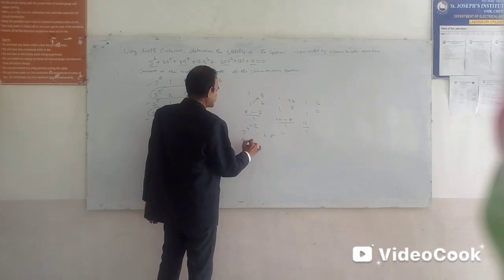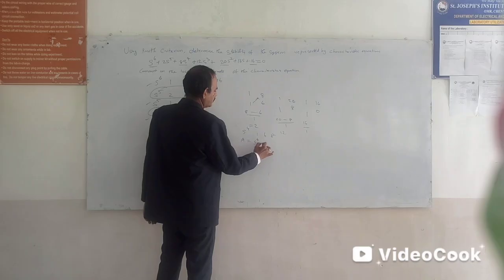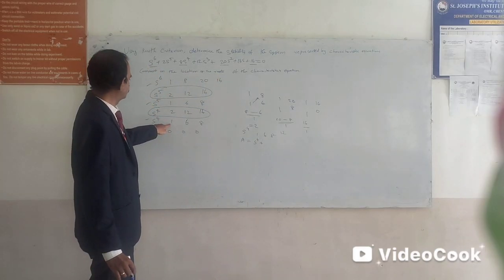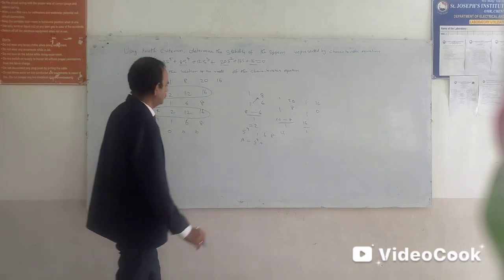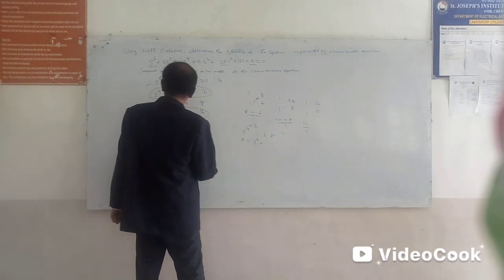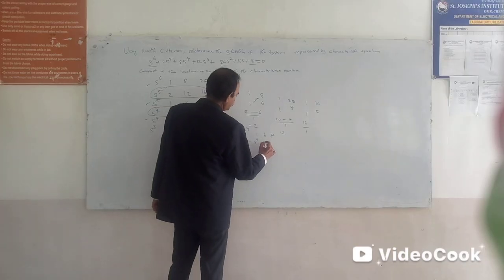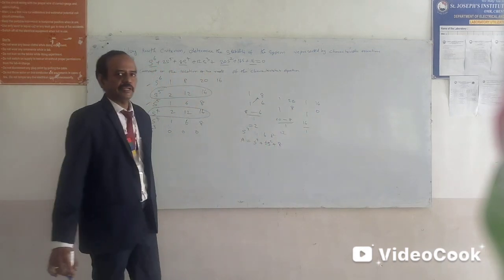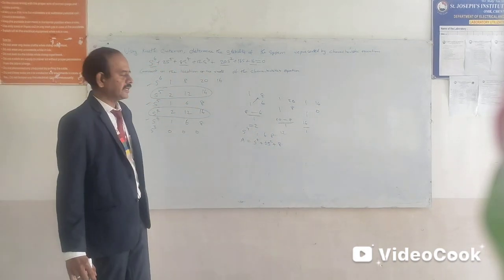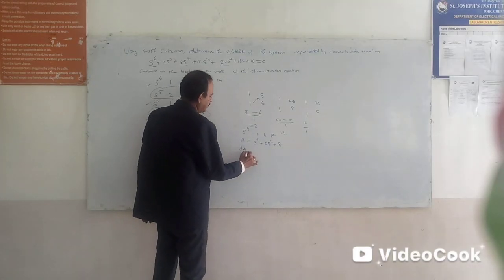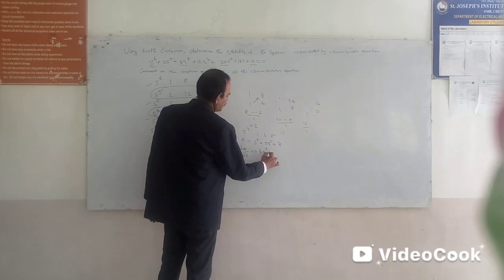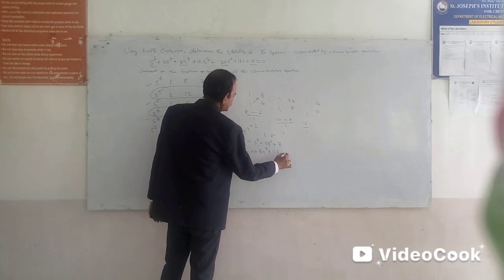So form the auxiliary equation like this: s power 4 plus 6s square plus 8 equal to 0. Let it be a variable, take it as A. Differentiate this A with respect to s and equate to 0. So what will happen? 4s cube plus 12s plus 0.